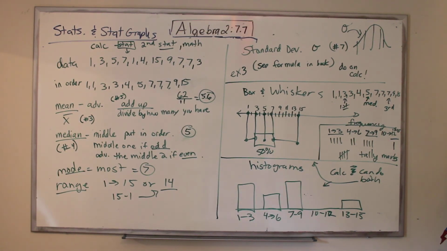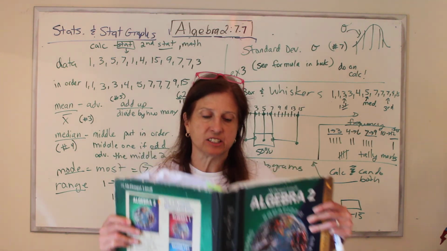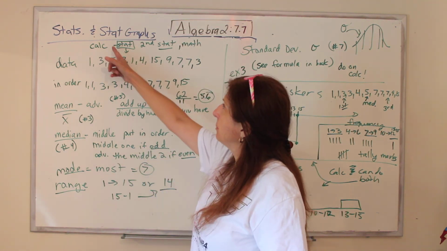Welcome back to Algebra 2, Chapter 7, Section 7 in this book. And we're going to talk a little bit about statistics.